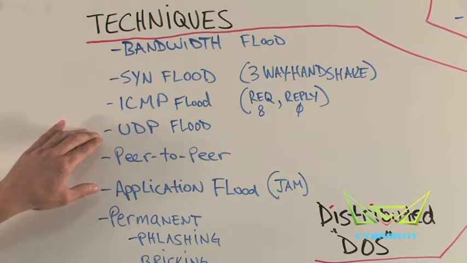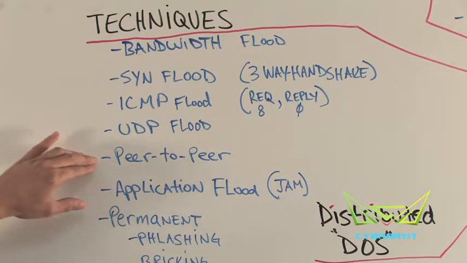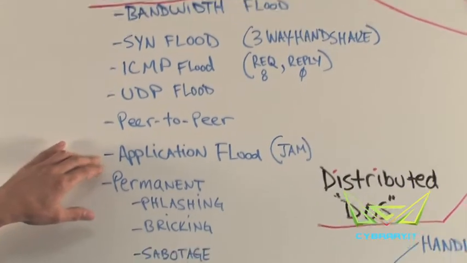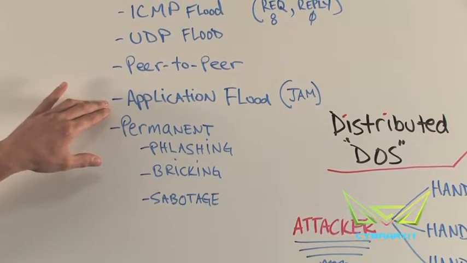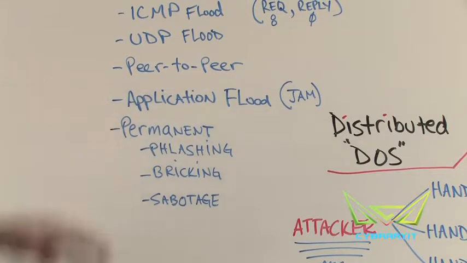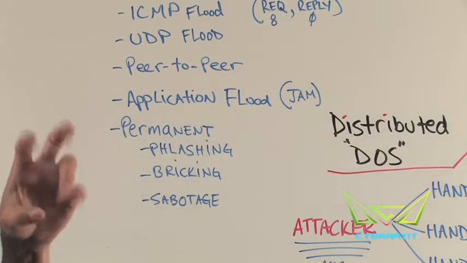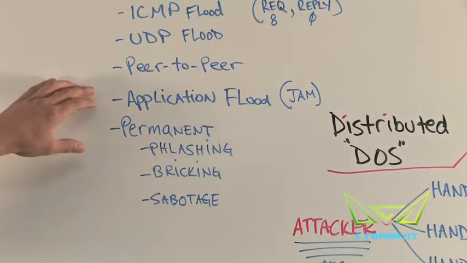UDP flooding, again, switch your protocol. It could happen from a peer-to-peer network. You could target a particular application. Protocols like HTTP or PHP have been known to be extremely vulnerable. Think about everybody trying to check out of the online store at the same time. Something's got to give sooner or later.